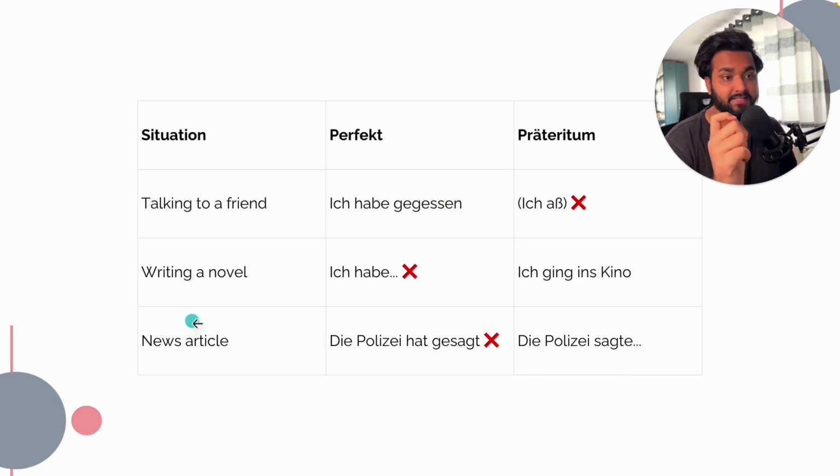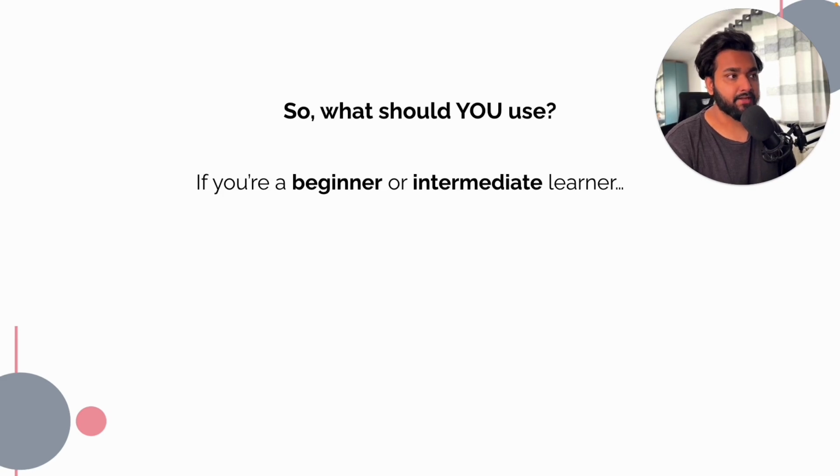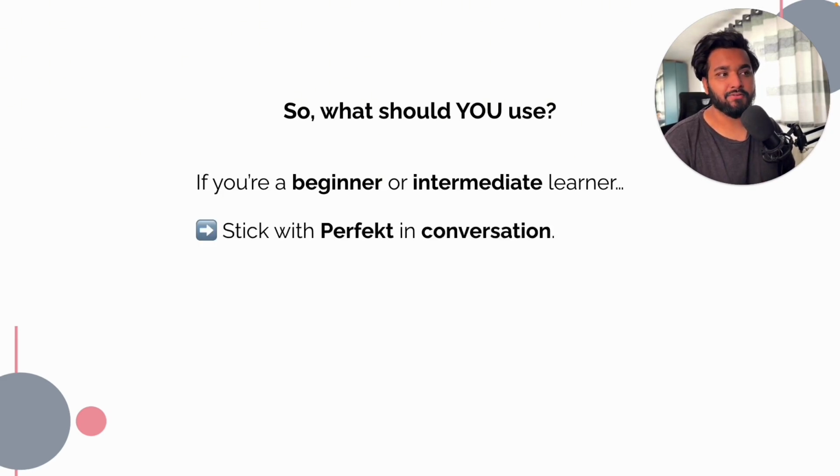So that's the thing. If it's written German like a novel or news article, you have to use the Präteritum. On the other hand, if you're talking to a friend, you always use the perfect form. So what should you use? If you're a beginner or intermediate learner, stick with perfect in conversation. You will sound more natural.